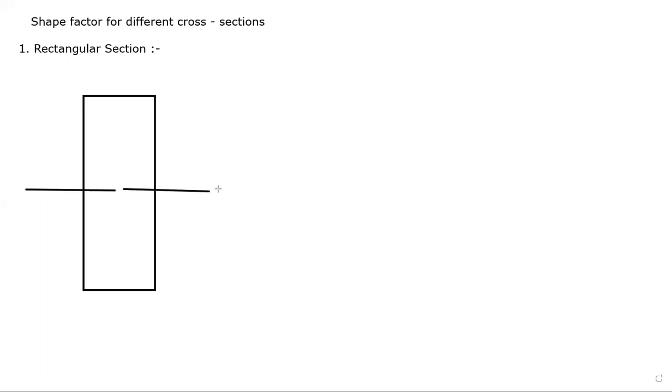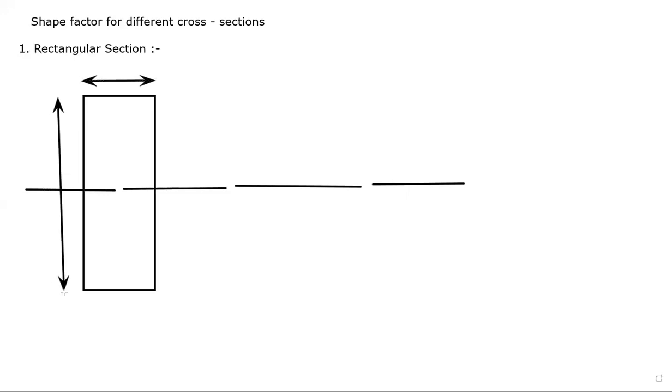Whatever section is given, rectangle, I section, channel section, etcetera, first you draw it and write its dimensions. Now I am taking the rectangular section, so all of you please draw this section parallelly. I will not give time for the writing, parallelly you can write. So the rectangle section having dimensions B and D, and this is your neutral axis.